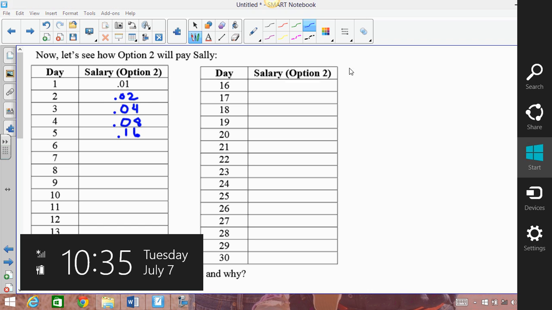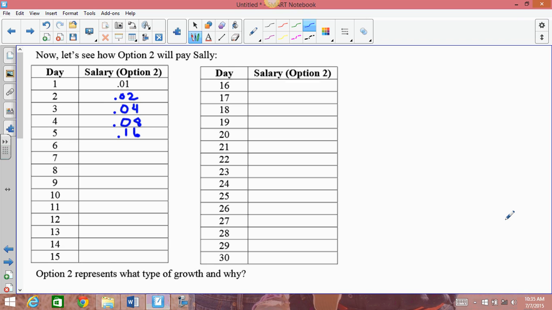Likewise, by day 15, she would be making $163.84. Day 16, $327.68 after you doubled that. Ultimately, I'm going to come on down to day 29. Day 29, she'd be making $2,684,354 and 56 cents. Double that, and on day 30, they would pay her over $5 million, $5,368,709.12.